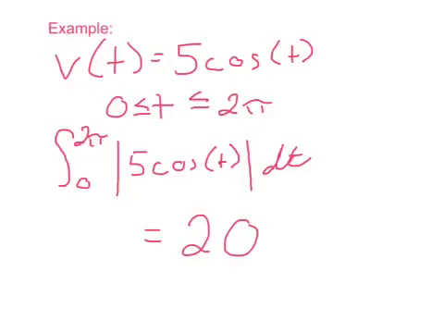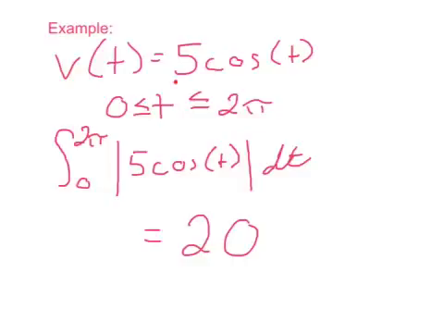Look at this example. v(t) is equal to 5 cosine of t, where t is greater than or equal to 0 and less than or equal to 2 pi. The way you would set this up is the smaller of the two numbers, 0, would be your a. The larger of the two numbers, 2 pi, is going to be your b.